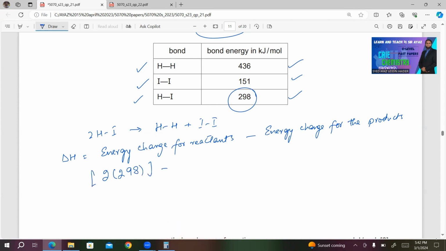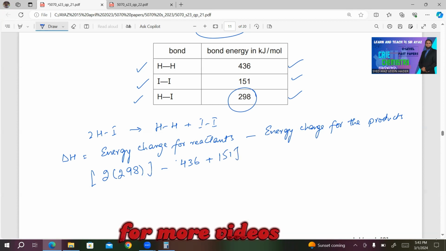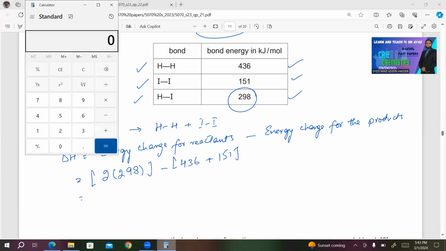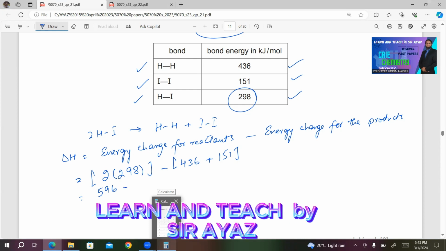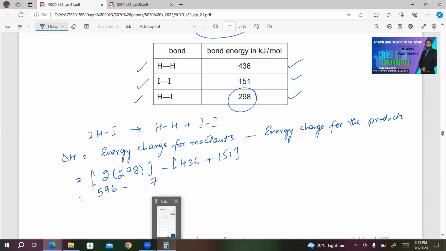Minus, on the product side, we have 1 mole of H-H. So we'll write 436 for H-H plus 1 mole of I-I, that is I2. So I'll write 151. So 2 multiplied by 298, we will get 596, minus 436 plus 151. Here we will get 6 plus 1, 7. 5 plus 3, we will get 8. 4 plus 1 will get 5, 587.